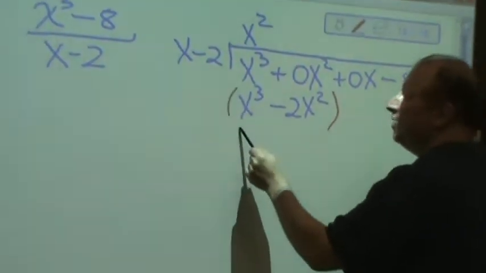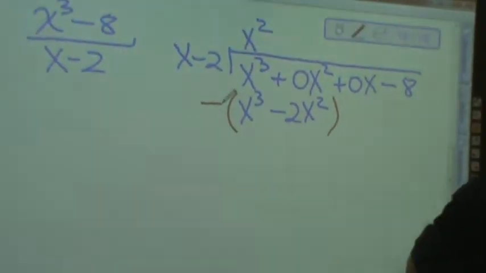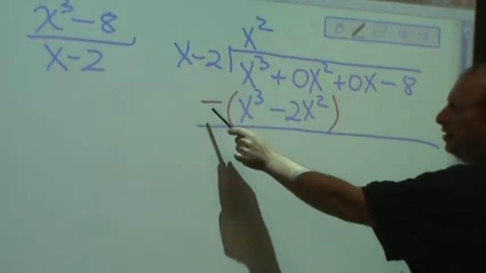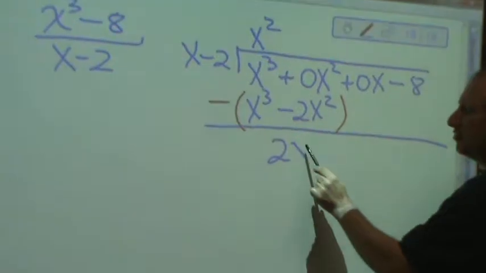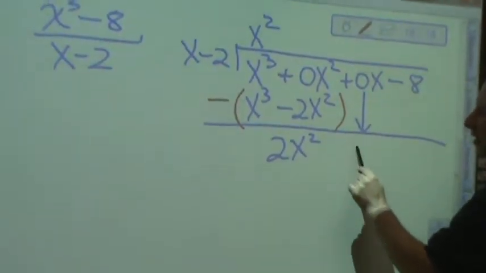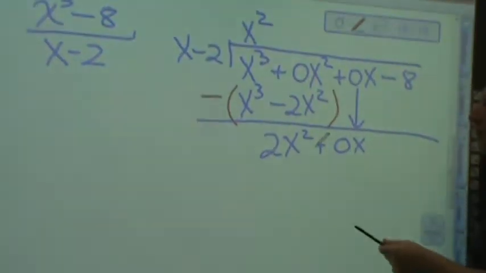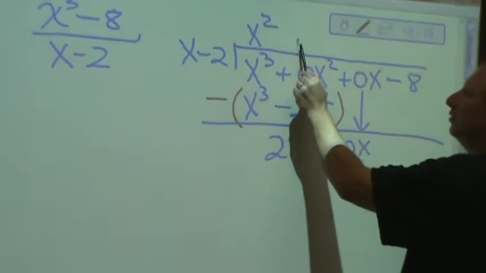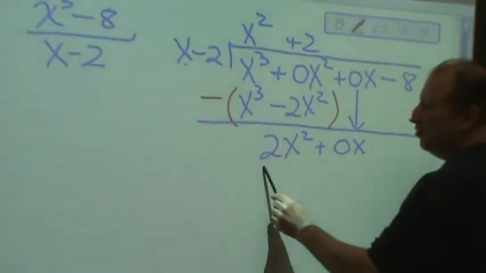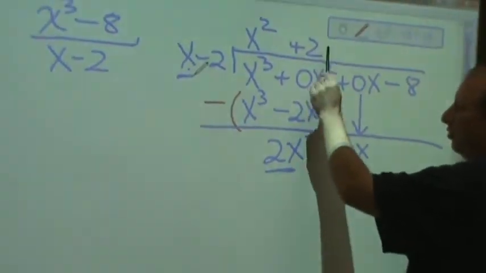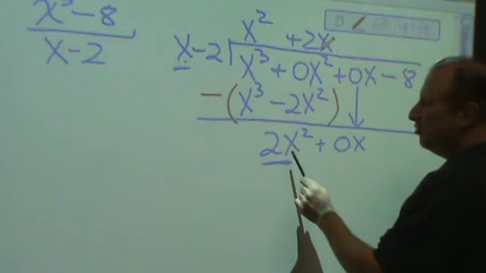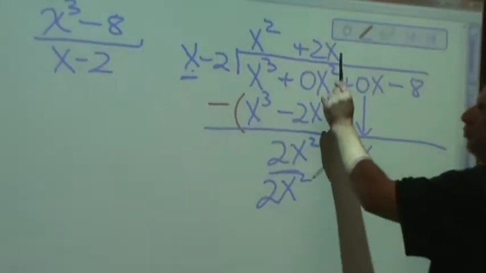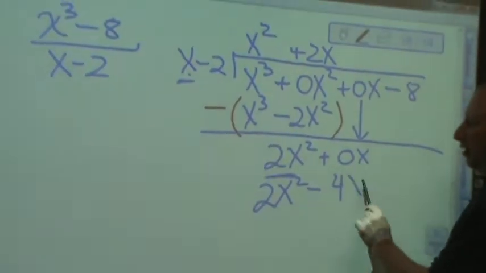Again, we're going to follow the same procedure we did before. We're going to subtract. x cubed minus x cubed is 0. 0 minus a minus is plus, so we have 2x squared. Might as well bring down the 0x. And let's work from there. x goes into 2x squared how many times? 2x times. 2x times x is 2x squared. 2x times negative 2 is negative 4x.